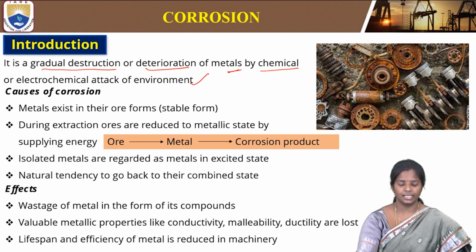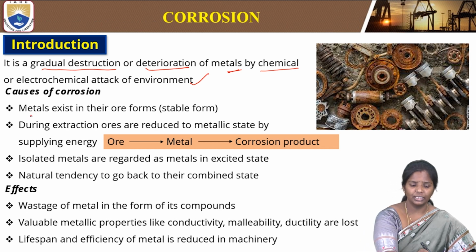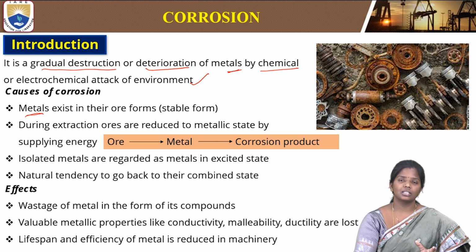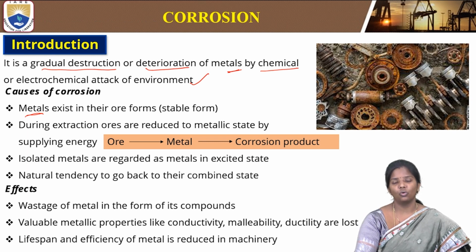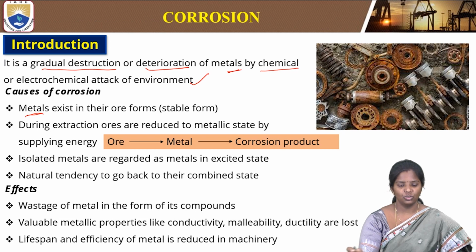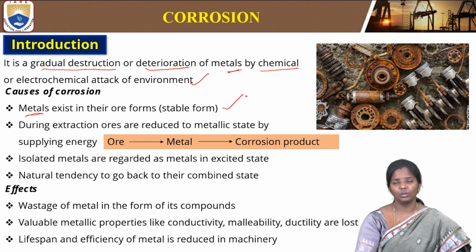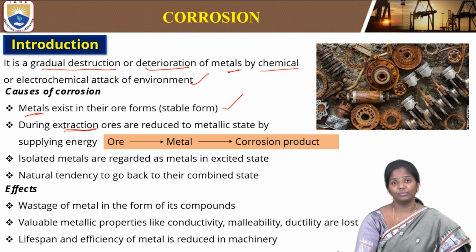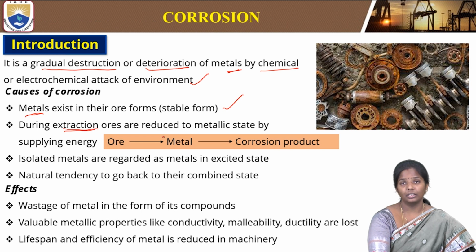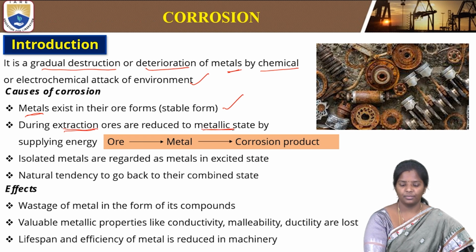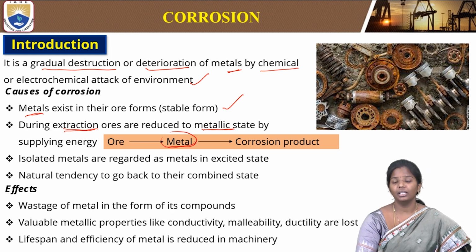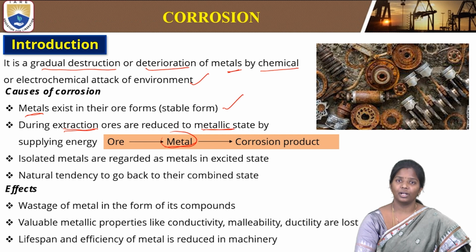So what are the main causes? Generally metals exist in their ore forms. As we see, the metals are existing in their ore forms before they are purified. So that ore form is a stable form. When we are extracting metal from their ores, they are reduced to its metallic state. So ores are converted to metals. This is done by supplying some energy that is required to reduce these ores to metals.